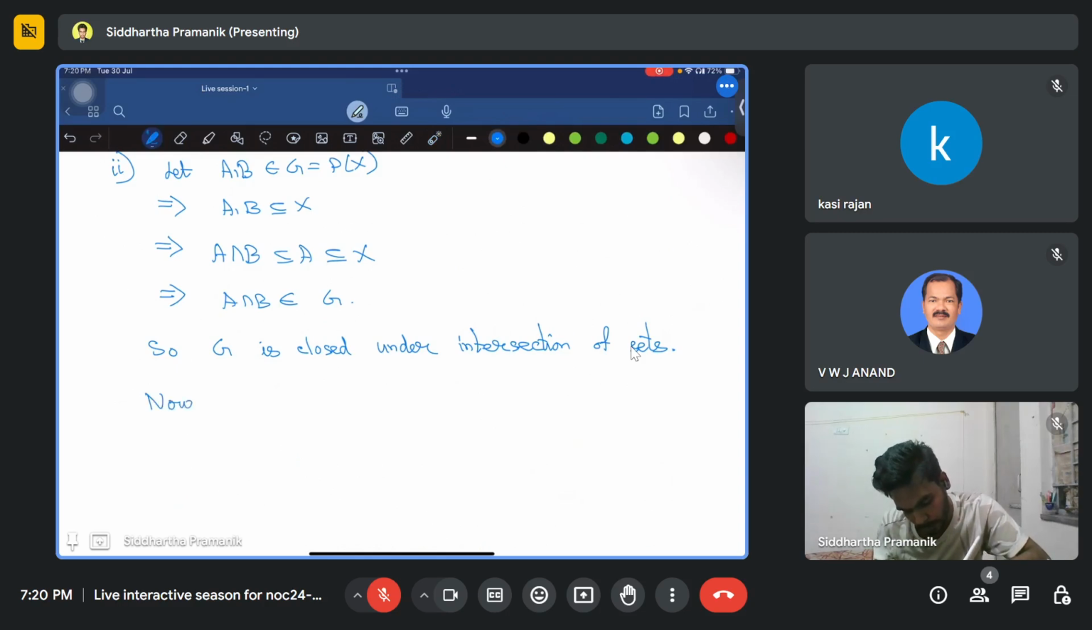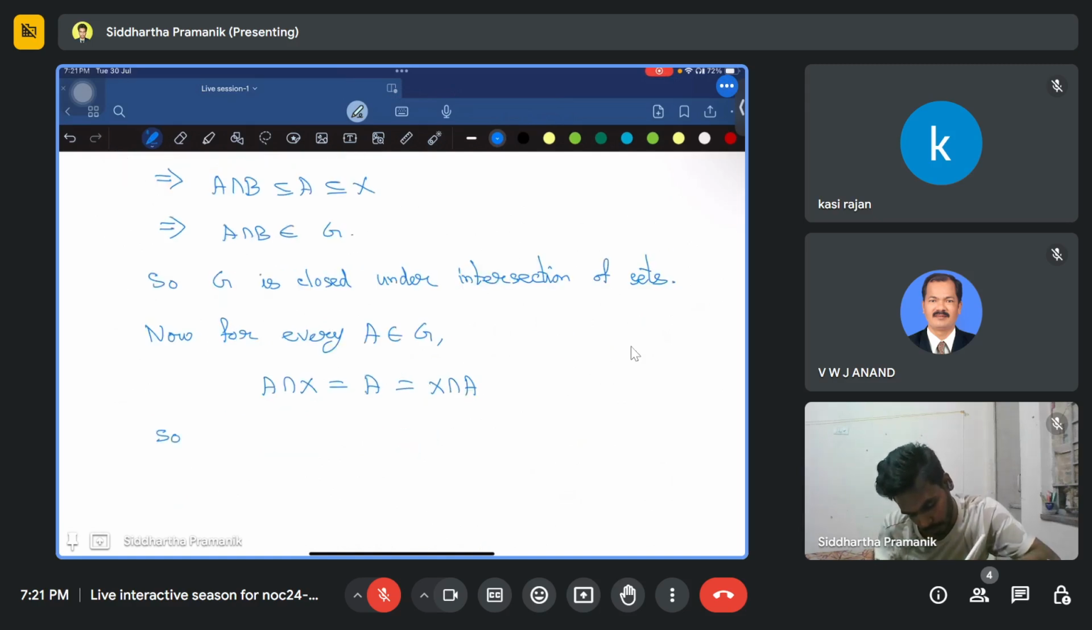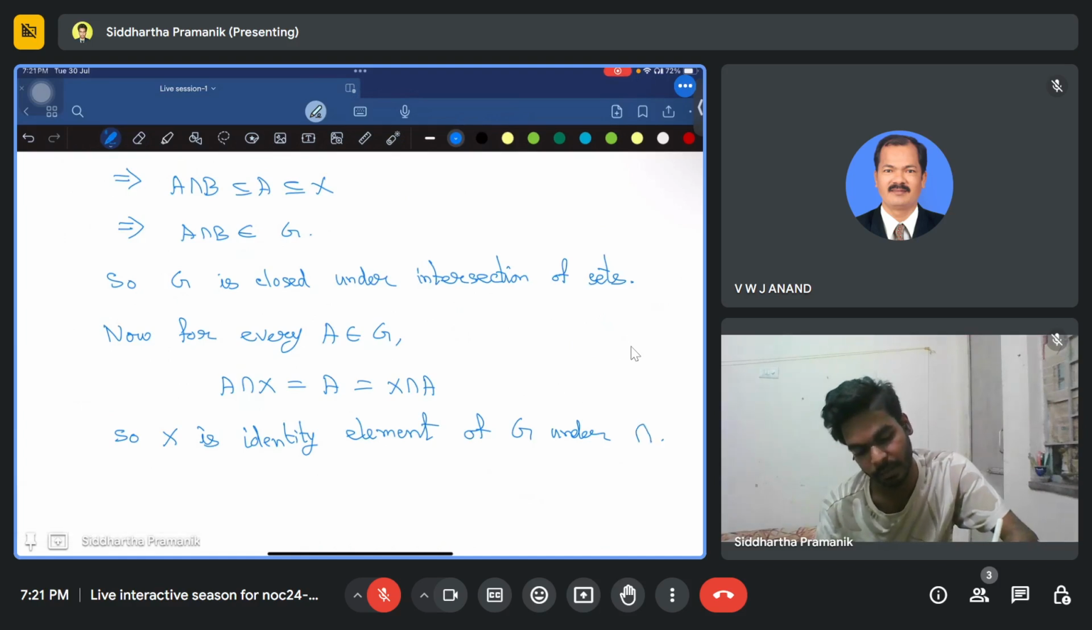Now for every element A in G, A intersection X is the same as A, and is the same as X intersection A. So X is the identity element of G under the operation intersection of sets.